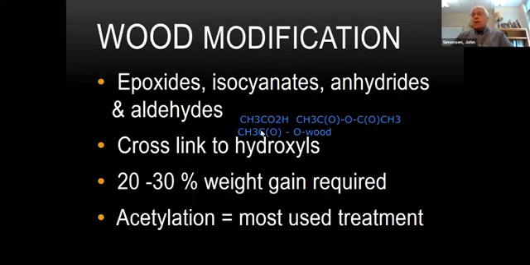So you have this acetyl group that is chemically bonded to the wood. Plus, you also produce a molecule of acetic acid. It smells like vinegar, and you need to get rid of that somehow. So usually they just use heat, heat and vacuum, to drive it off.